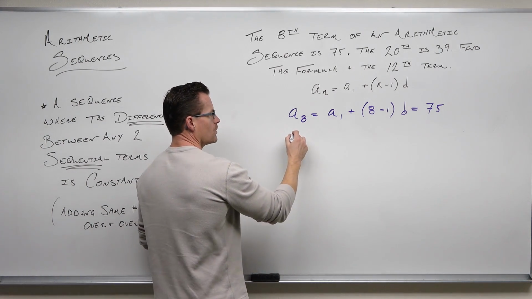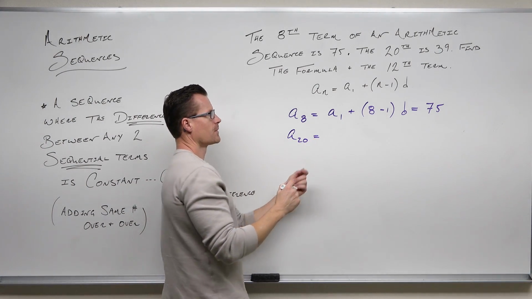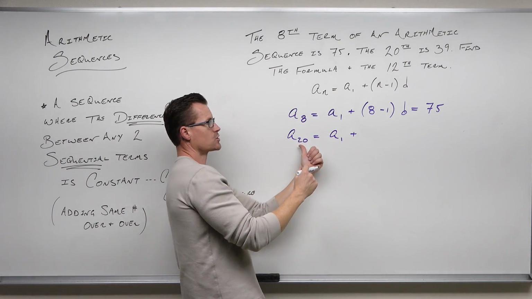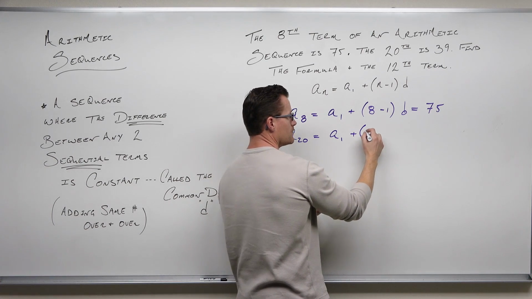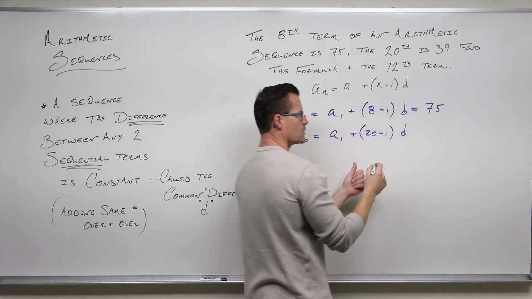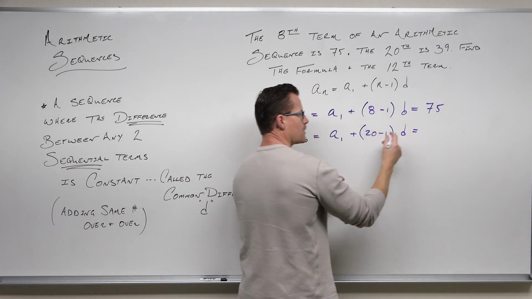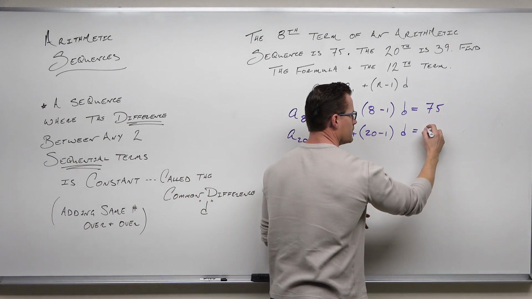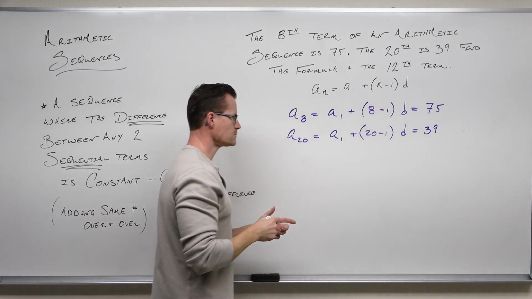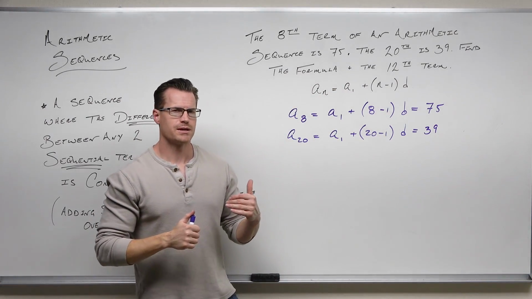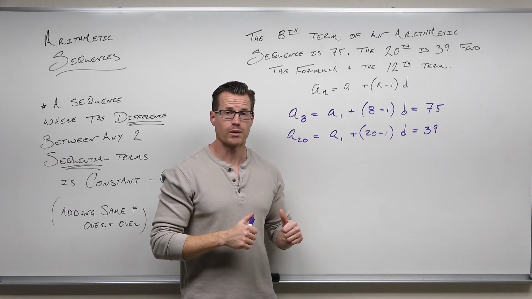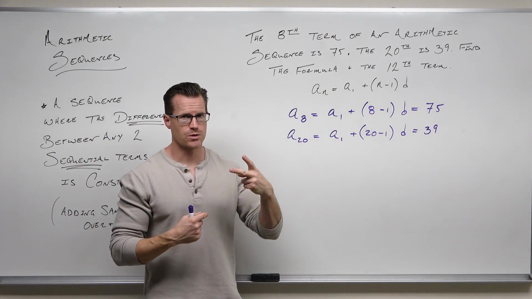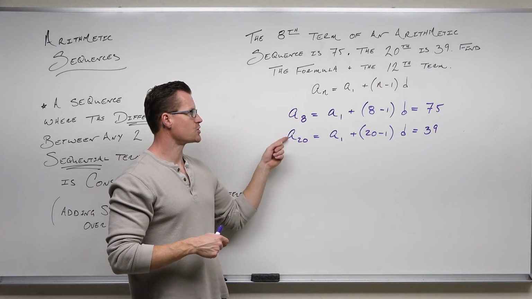The other thing we know is that the 20th term is 39. Now, we still don't know the first term, but we do know that the 20th term would have an n of 20. We still don't know the common difference, but we do know that this represents the 20th term, and it's equal to 39. I hope that you see the utility in knowing how to solve a system of equations. This is one equation with two unknowns, another equation with the same two unknowns. We can use the two equations to solve for the two unknowns. This just helped us set up.